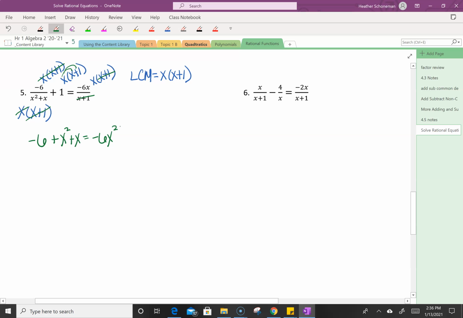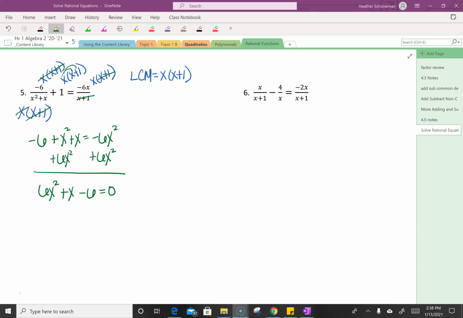Okay, there's no like terms. So now I need to set it equal to 0 because it's quadratic, because I have the x squared. I need to keep the x squared positive, so I'm going to have to move this 6x squared to the other side. When I do that, I want to write it in standard form or descending order, so I have x squared, x, and then a number. So I'm going to get 6x squared plus x minus 6 equals 0.